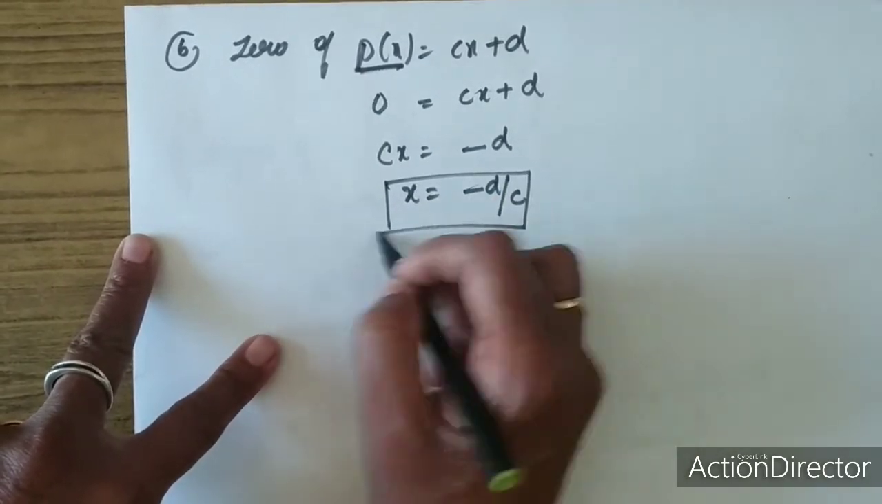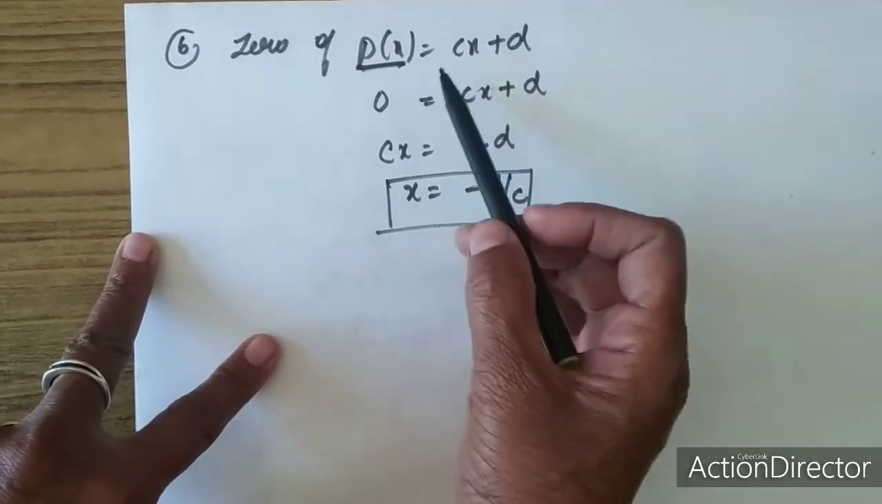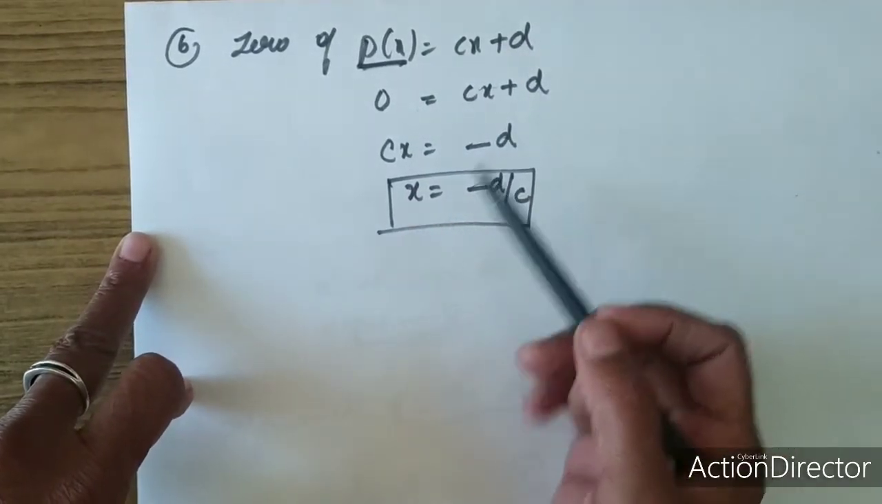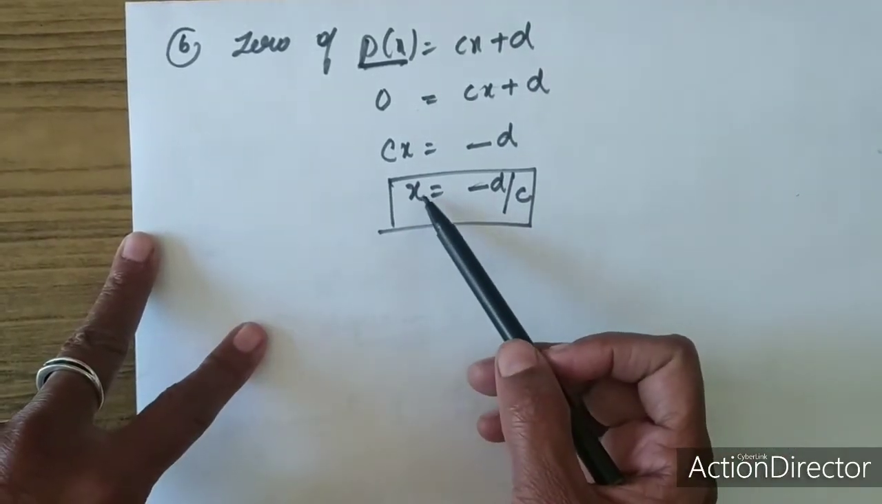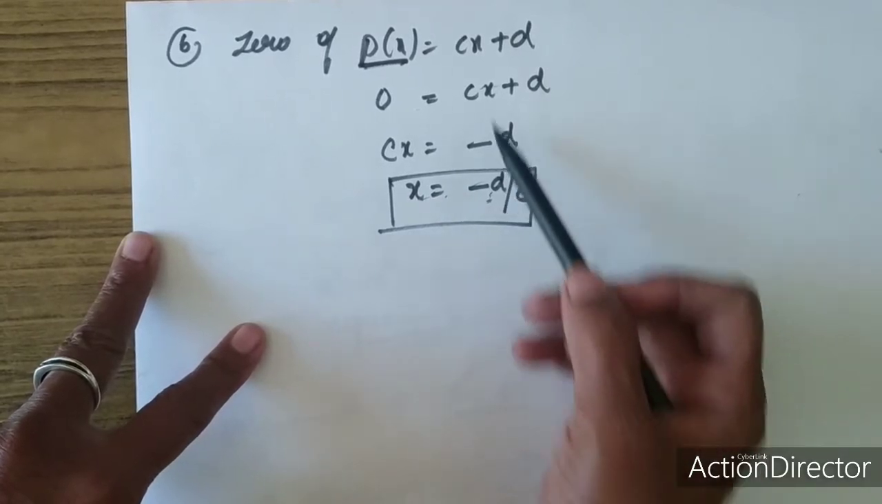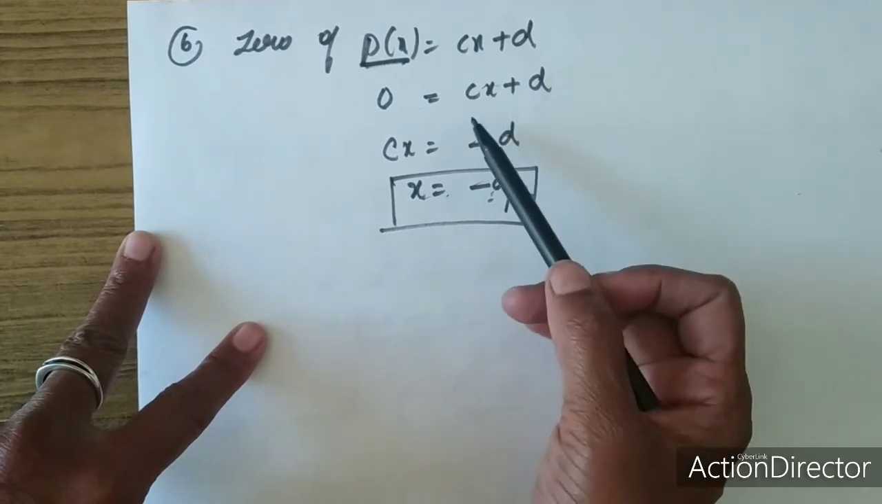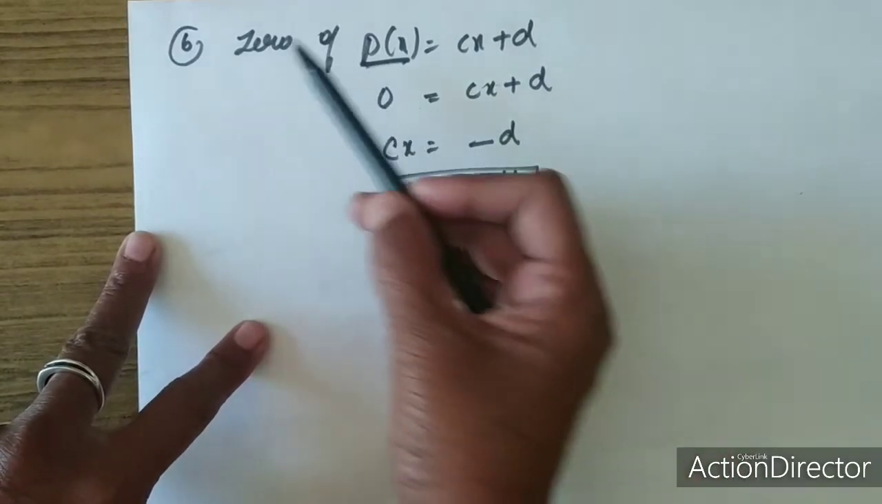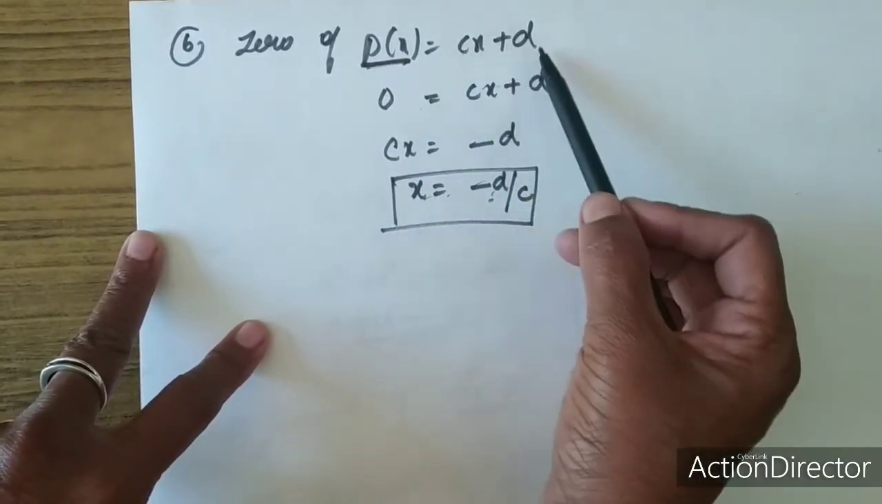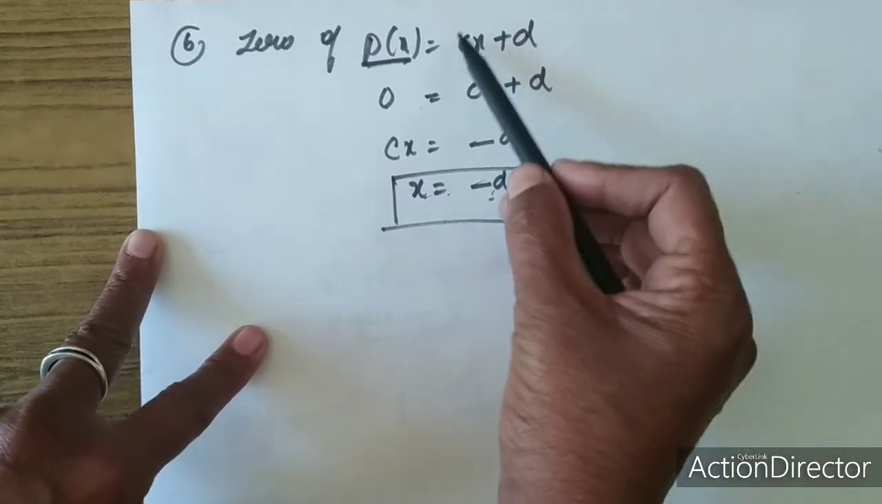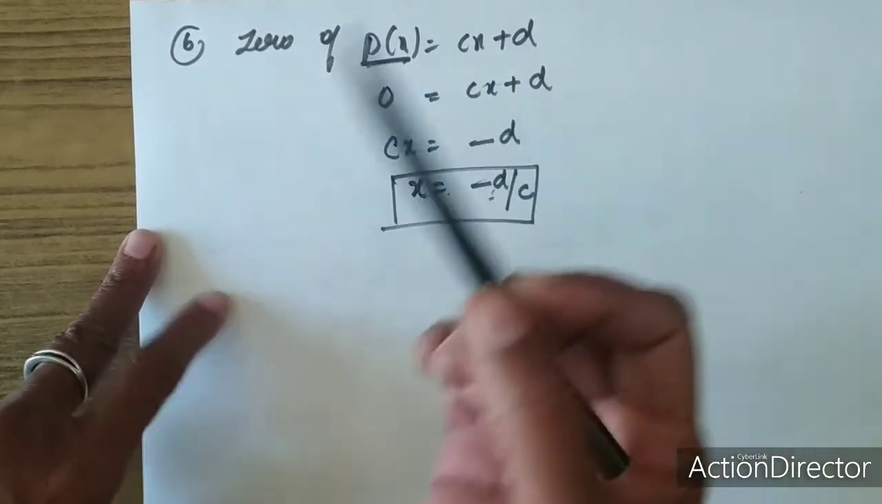What do you mean by a zero of the polynomial? That means for a particular value of x, this whole expression is going to become 0. That is, if you take the value of x as minus d upon c, p of x, this particular polynomial, will give the answer as 0. So you have to find the zero of this polynomial. For finding the zero of this polynomial, we will equate this polynomial to be equal to 0.